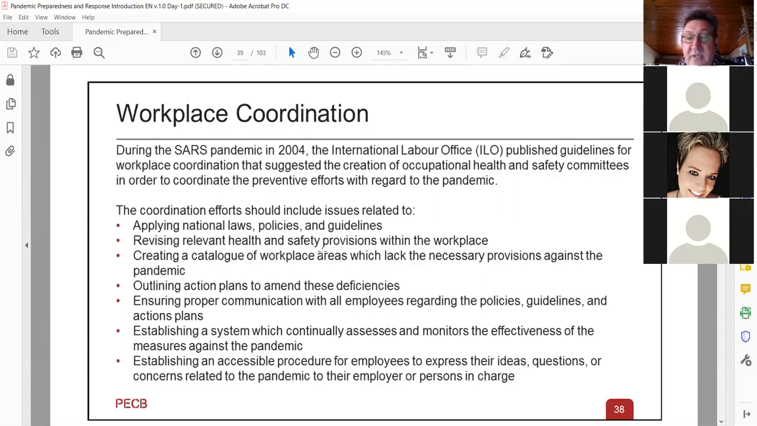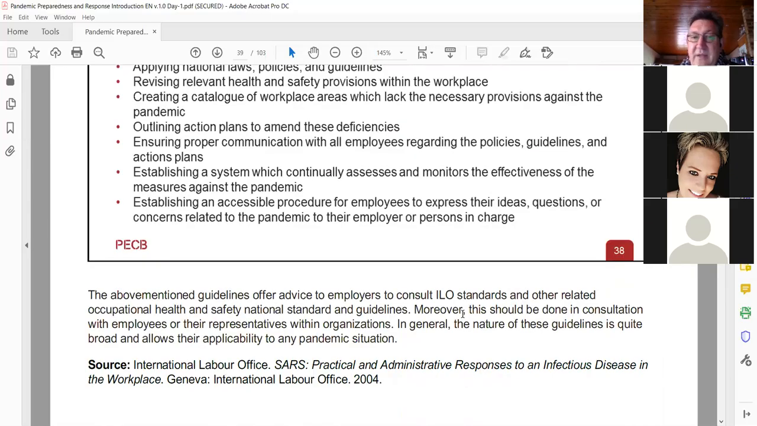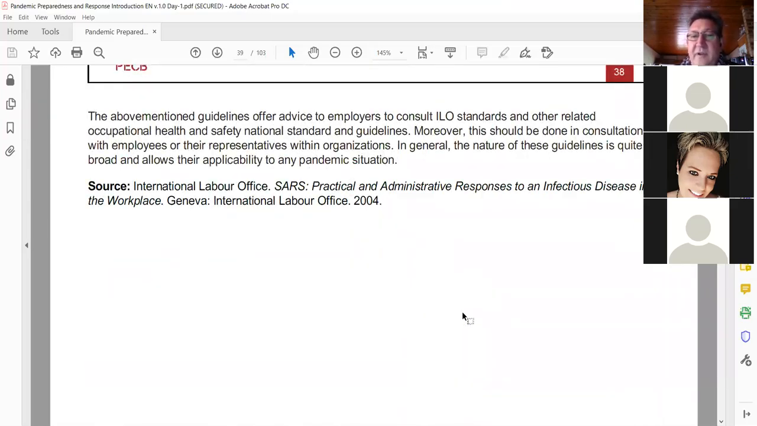which lack the necessary provision against the pandemics, outlining action plans to amend these deficiencies, ensuring proper communication with all employees regarding the policies, guidelines, and action plans, establishing a system which continually assesses and monitors the effectiveness of the measures against the pandemic, and establishing an accessible procedure for employees to express their ideas, questions, or concerns related to the pandemic to the employer or person in charge. And that is just the role of, I want to say, a simple workplace health and safety forum.